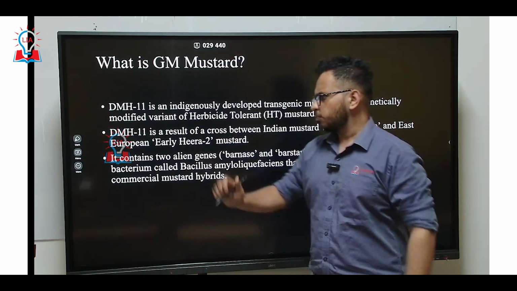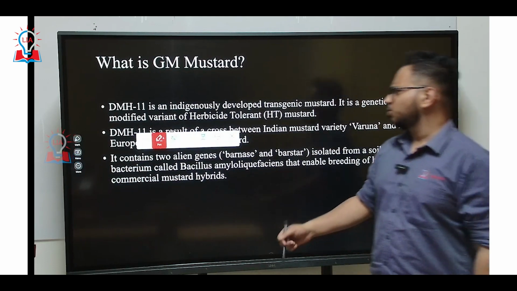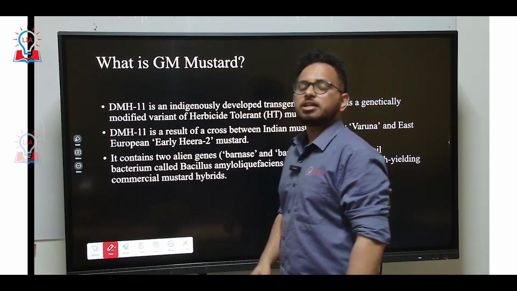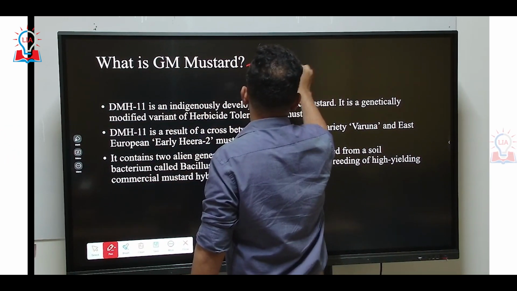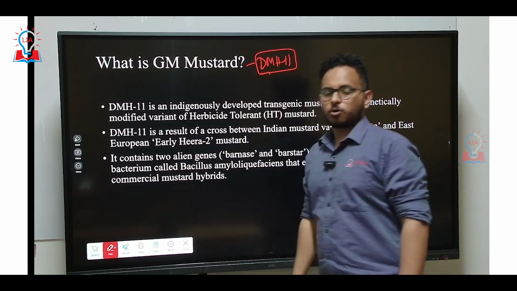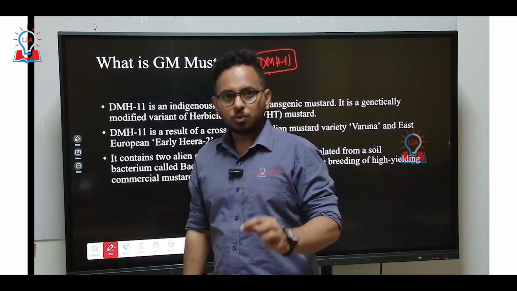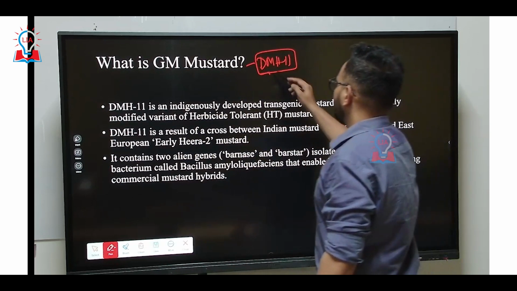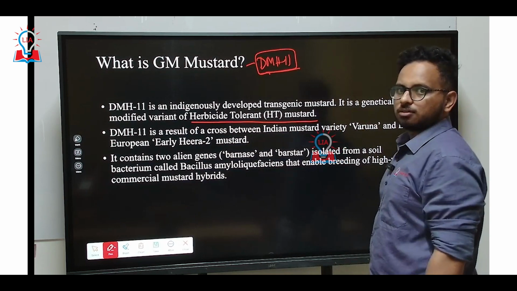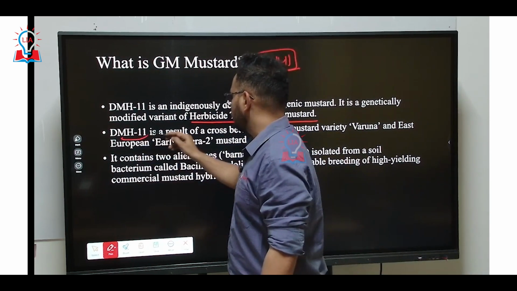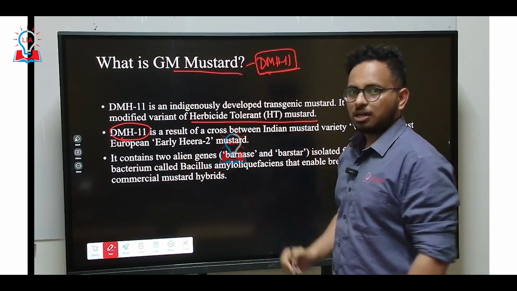The same way, the process that I've explained to you, early 2010 we're talking about, or early 2000 if you consider, one variety of genetically modified mustard was developed, and that was famously called DMH11. Okay, DMH11 was one specific variety of genetically modified mustard that was developed. Okay, so this genetically modified mustard was very much tolerant. It's a herbicide tolerant mustard. You can see here DMH11.